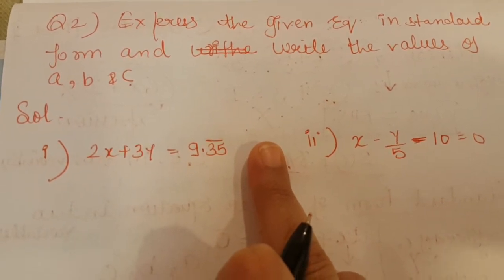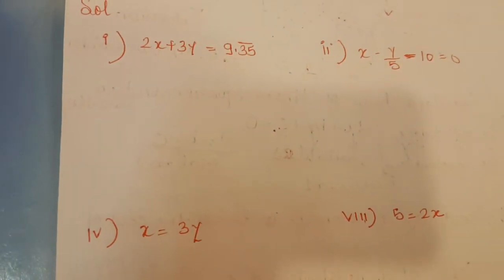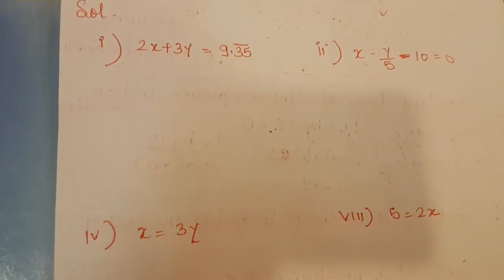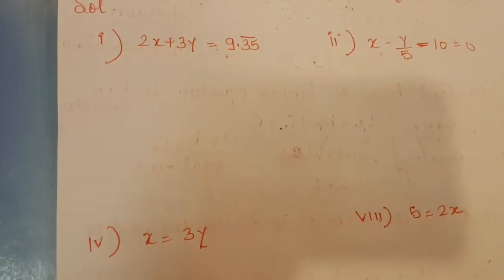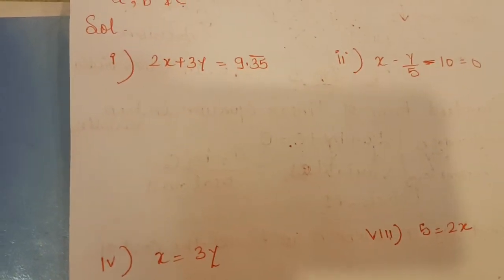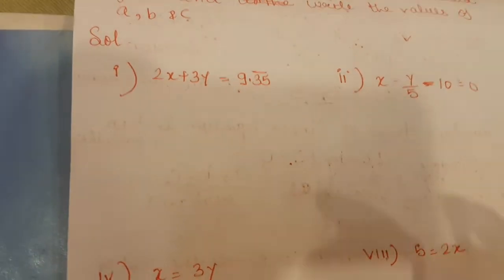Fine. So start. I have taken 4 parts. Total 8 parts are there and I have selected 4 parts. First, second, fourth and 8. Rest of the parts you will do yourself. Fine. So first part is 2x plus 3y equal to 9.35 bar.